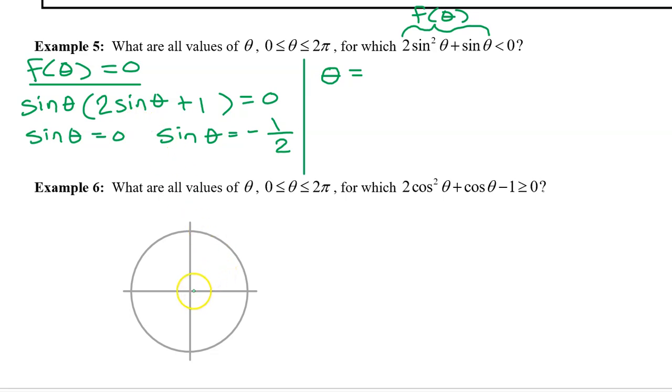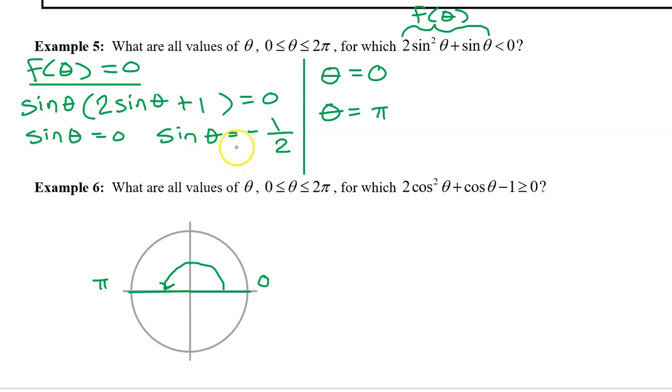Let's start by finding the angles where sine theta is equal to 0. Sine is the y value on the unit circle, and y values are equal to 0 right here, and also right here. That's at 0 radians and pi radians. So theta equals 0, or theta is equal to pi. Those are the two solutions from sine theta equals 0.